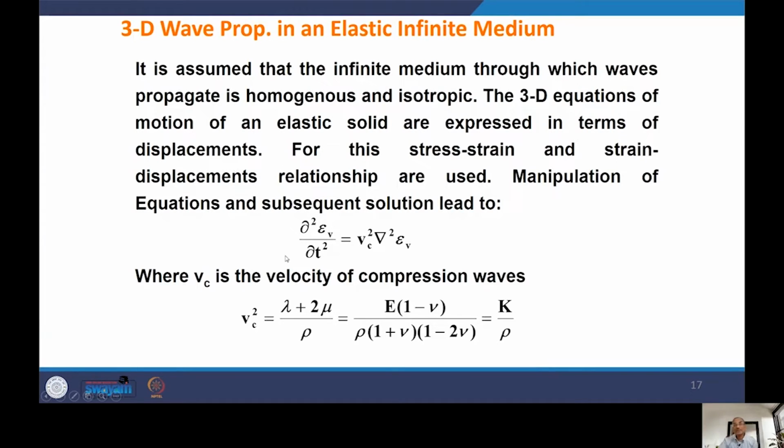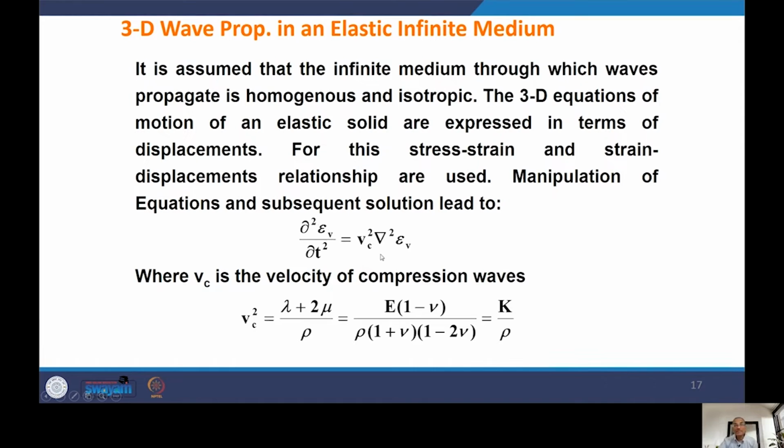So what is done? You have three equations, called the equations of motion, and in these equations, whatever stress and strain there is, you try to represent in terms of displacement. And how can you do that? You need to use the stress-strain relationship and then the strain-displacement relationship. Finally, manipulations of the equations are done, and you get the solution of this equation, where epsilon v is nothing but the volumetric strain, which is epsilon x plus epsilon y plus epsilon z, that is, the sum of normal strains in all three directions.